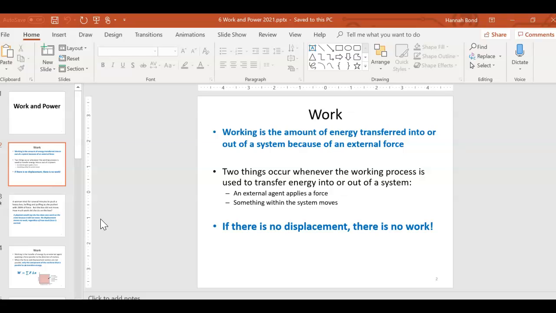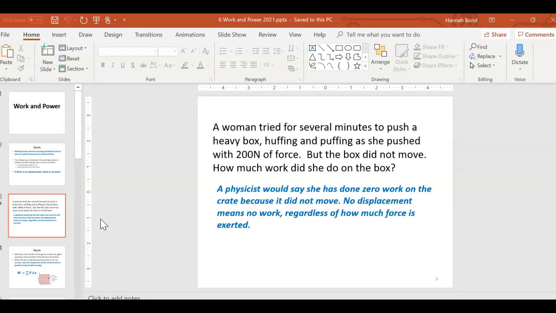If the force does not cause some type of movement, then there has been no work. So if there's no displacement, no work has occurred. Think of this simple example: someone trying to push a very heavy box, and she huffs and she pushes. She's really pushing the box, but the box does not move. So she has applied a force to the box, but the energy of the box has not changed. It's still at rest on the ground. And so a physicist would say that she's done zero work.